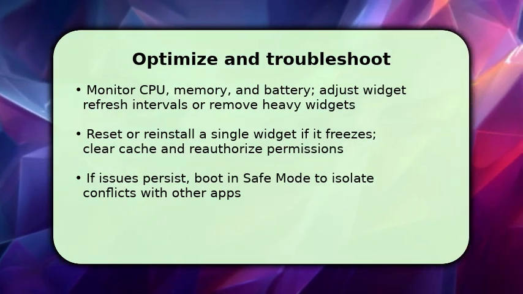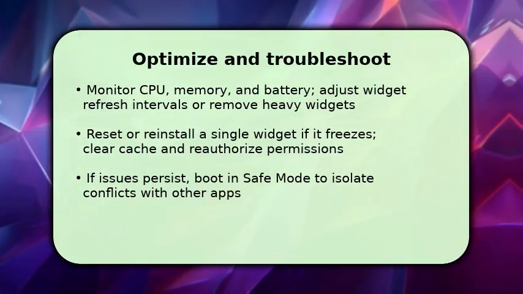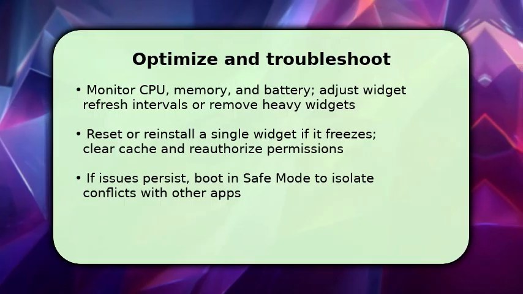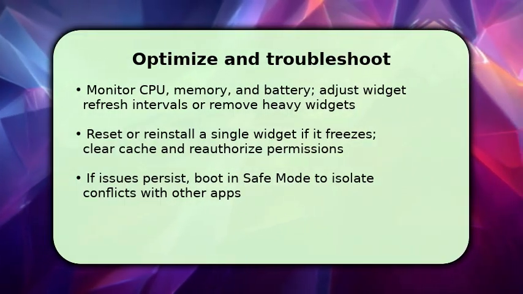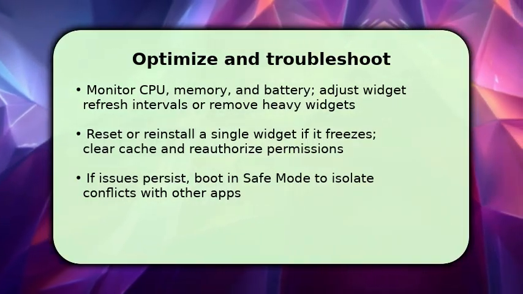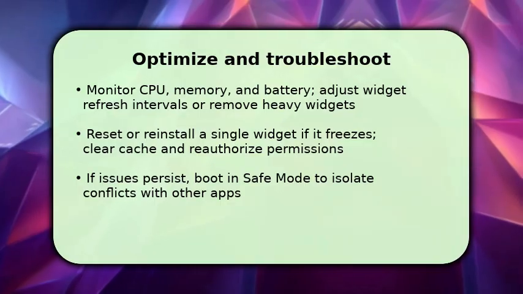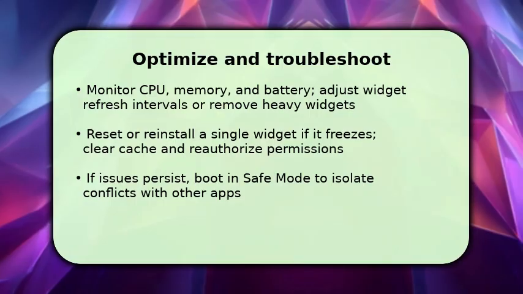You finish by optimizing performance and handling problems quickly. Monitor resource use for a day. If a widget consumes too much CPU or battery, lower its refresh rate or remove it. If a widget freezes, reset or reinstall just that widget, clear its cache, and reauthorize permissions. That usually fixes corruption without drastic steps. If instability continues, boot into safe mode to check for app conflicts, and then re-enable widgets.